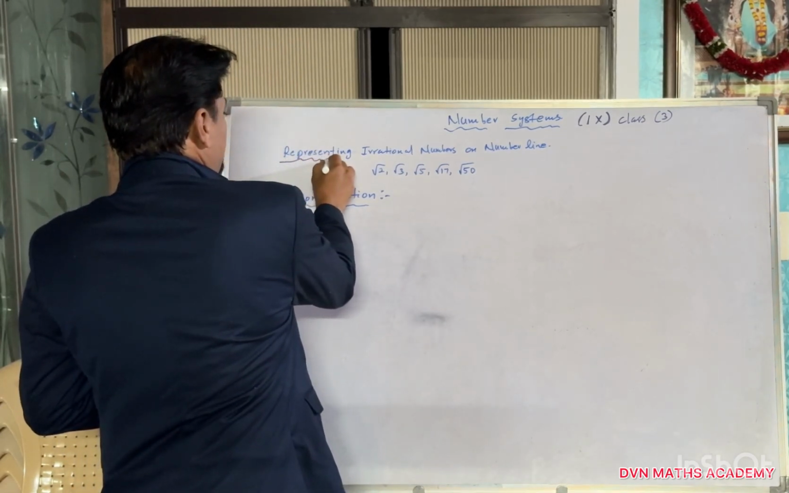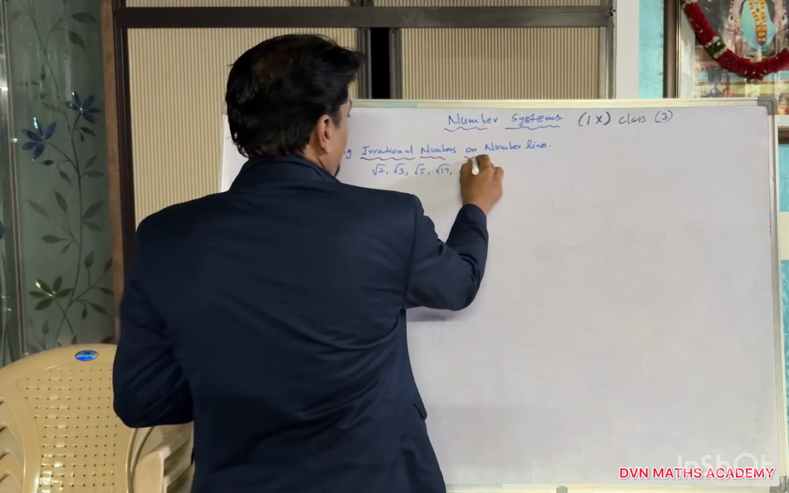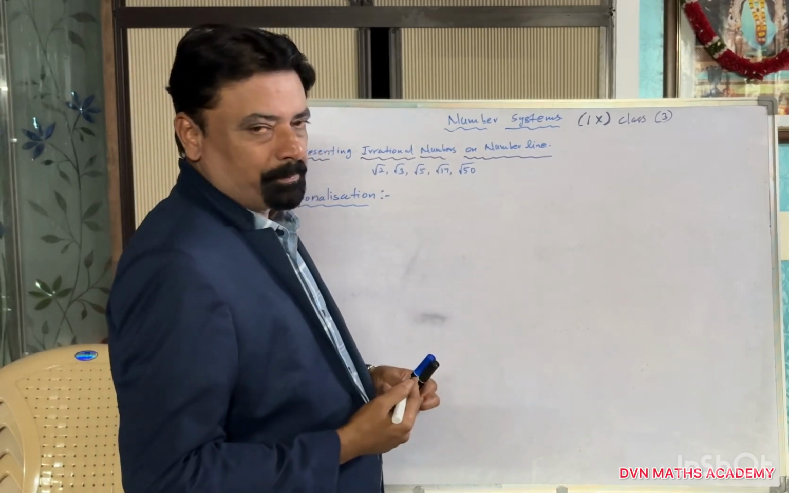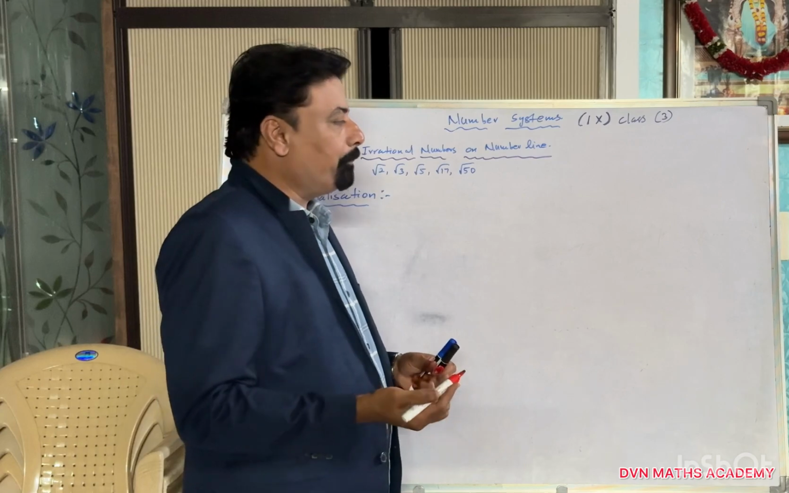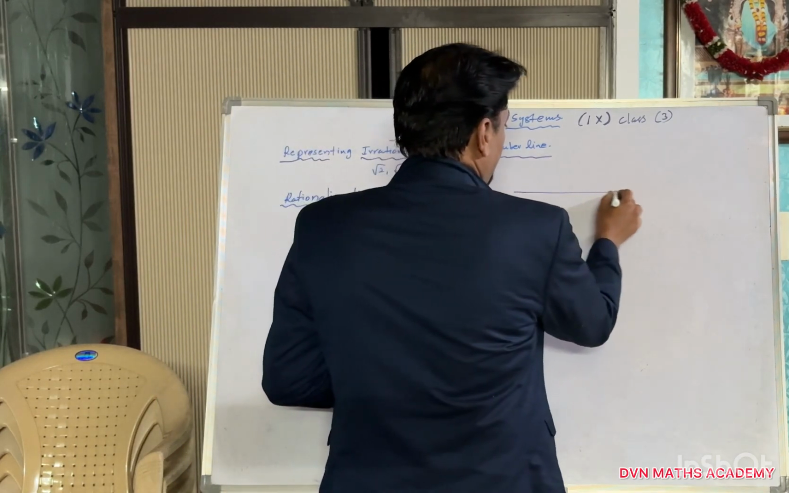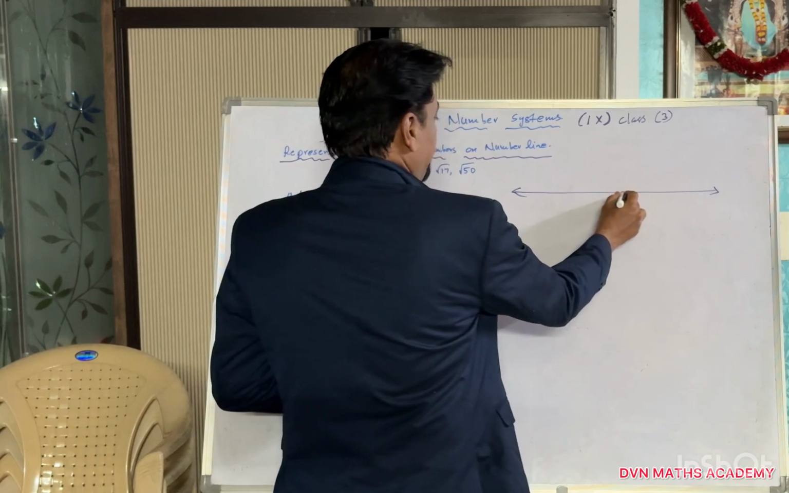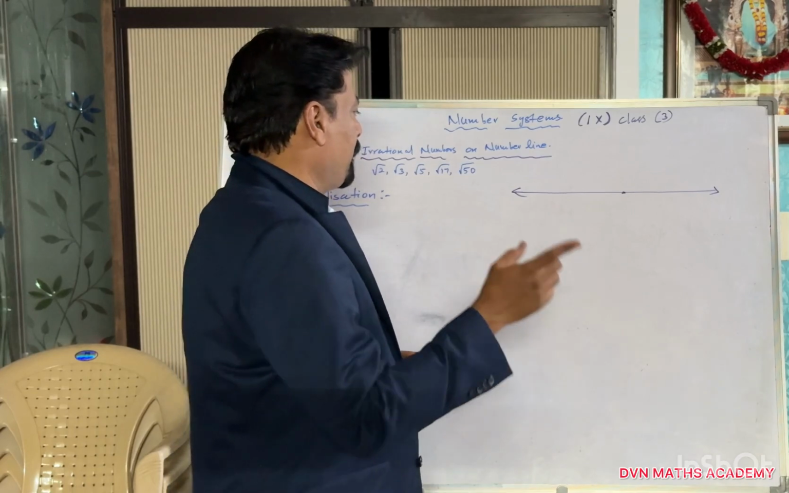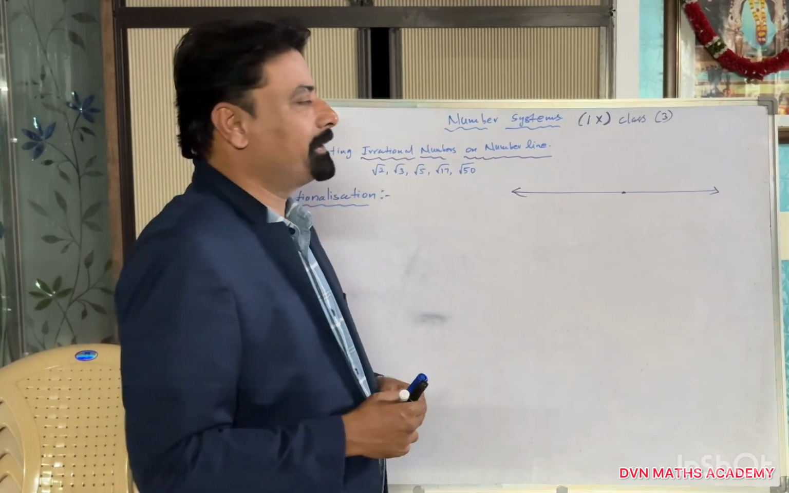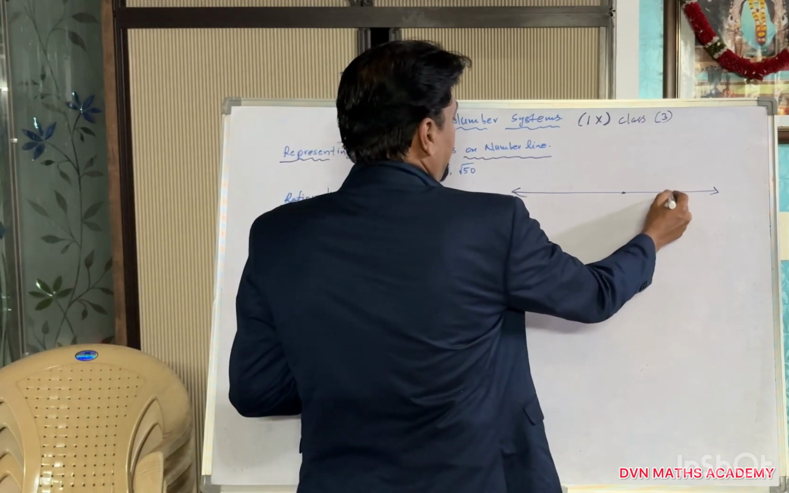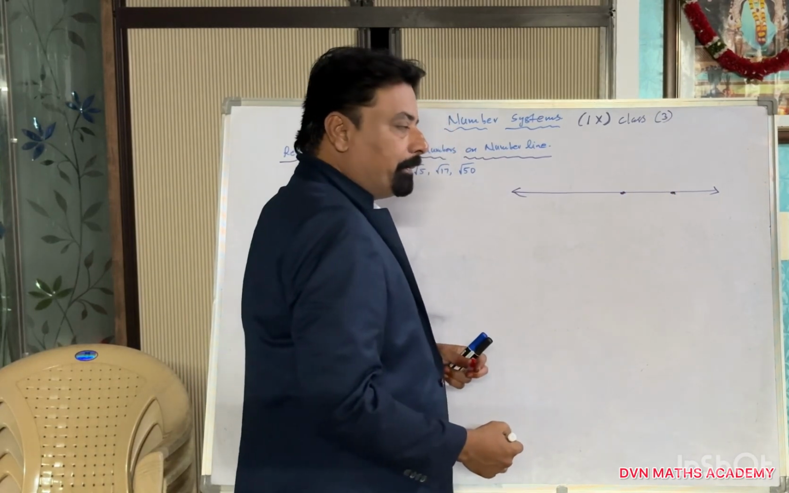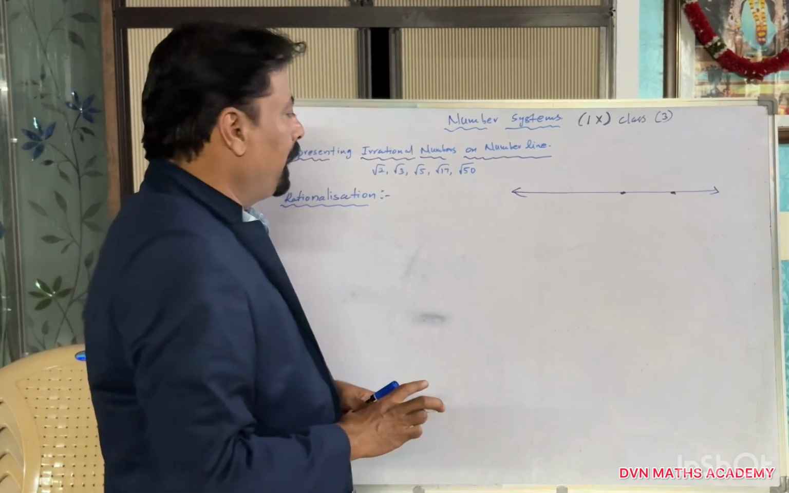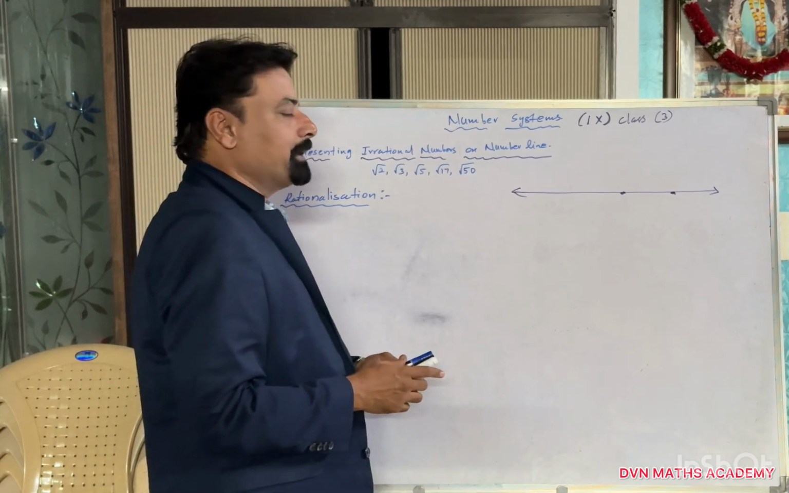So for representing irrational numbers, there is a property. In the previous class, I explained that it is the completeness property. The completeness property says that on a number line, every point indicates a unique real number. And another property is the density property. There are infinite rational and irrational numbers between any two given numbers or between two given points on the number line. On the basis of this, today we are learning how to represent irrational numbers on the number line.